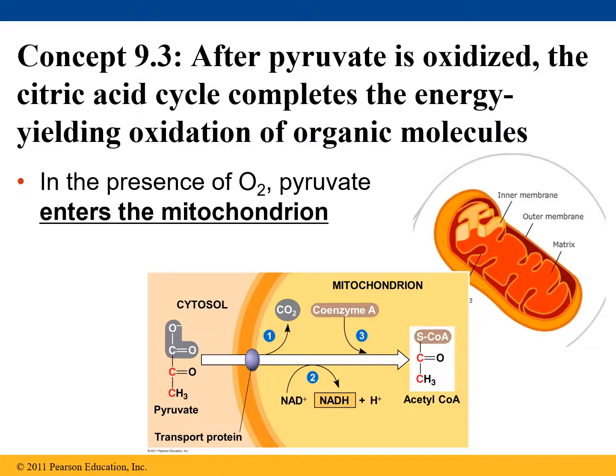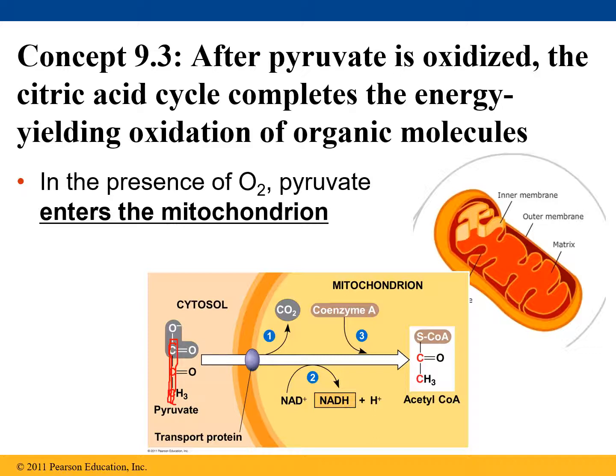All right, so that was the first stage of aerobic cellular respiration, glycolysis. Now we're on to the second stage, which is looking at this thing called the Krebs cycle. So here we go. We have pyruvate. Notice we've got our 3 carbons right here.